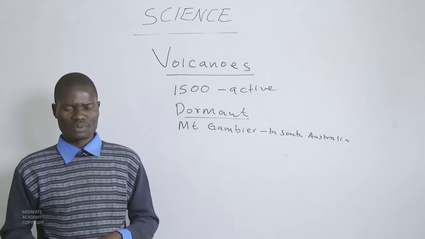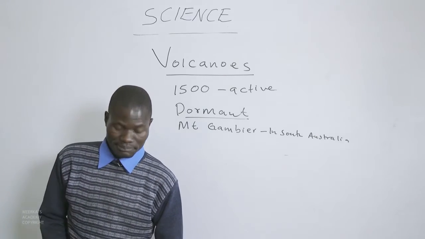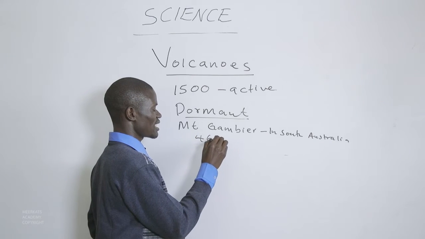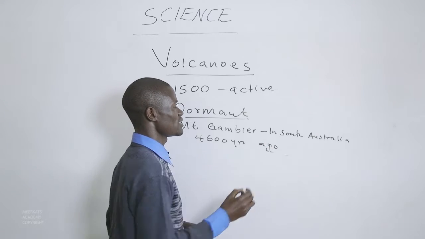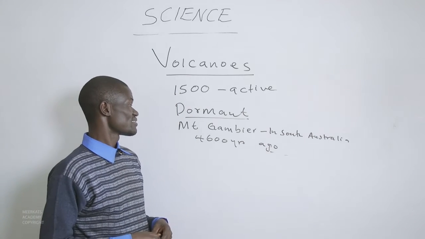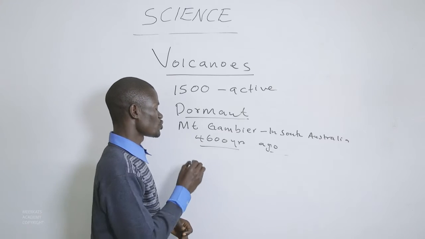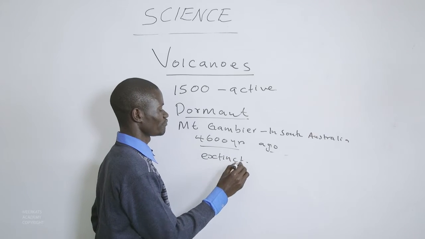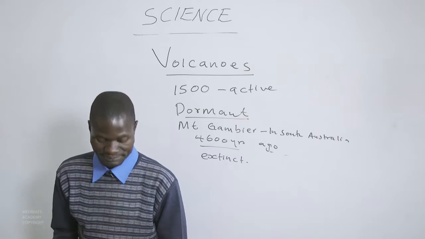This seems to be dormant because it erupted around 4,600 years ago. It has been rendered dormant because look at this period of time, and therefore it has entered into the extinct volcanoes. This is a good example that is found in Australia.